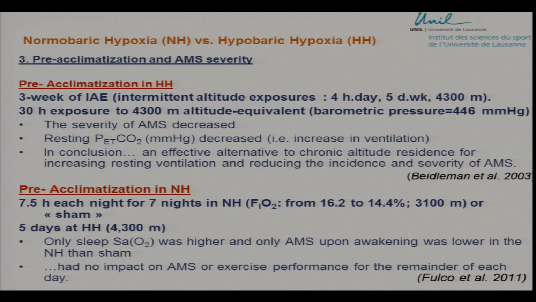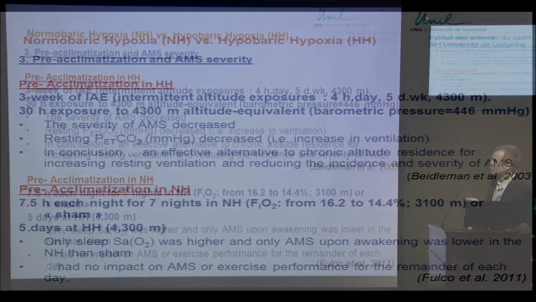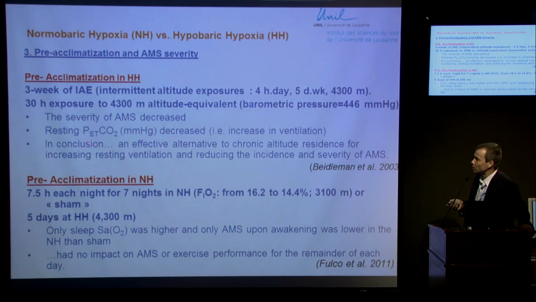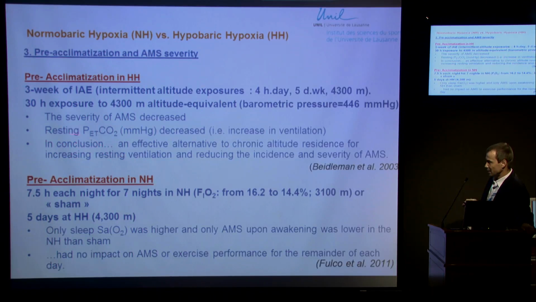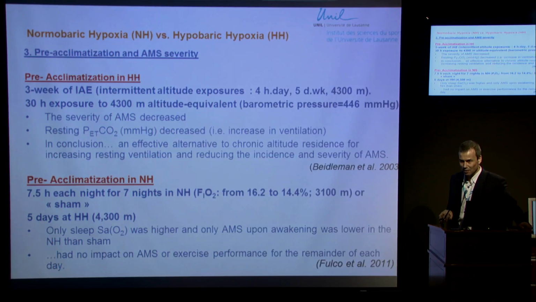They had a very important decrease in the AMS severity, and they had a decrease in the end-tidal pressure of CO2. As you know, that is an indication of the increased ventilation. In conclusion, they summarize that intermittent pre-acclimatization in hypobaric hypoxia is an effective alternative method to chronic altitude residence, since it will increase the ventilation and reduce the incidence and severity of AMS. Okay, fine. Nothing so surprising at that stage.